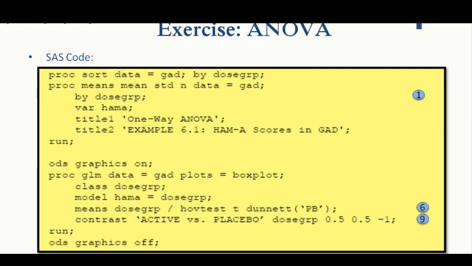You are also drawing the plots, box plot, and model HAMA, which is the variable, over the dose group. So dose group is the factor. If you had two factors, it would be a two-way analysis of variance. So one more variable will be added here. There are two other statements in this SAS code which we will not bother with now, which are doing some other multiple tests.